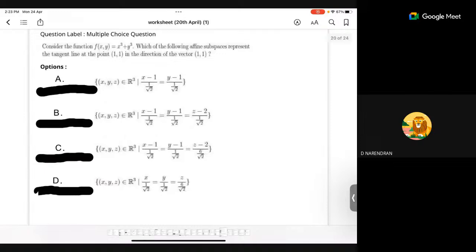So can someone tell how to go from parametric to symmetric form, how we have to do it? Narendran ji, you have to equate the t value, and the t value is the same for all of them, so equating gives it. No, x of t equals 1 plus t by root 2.